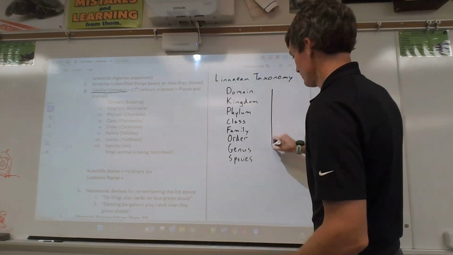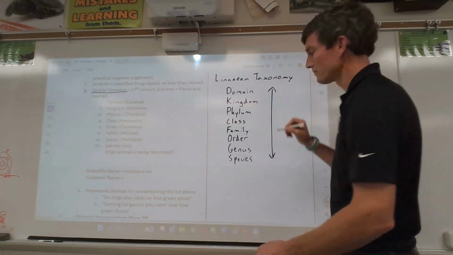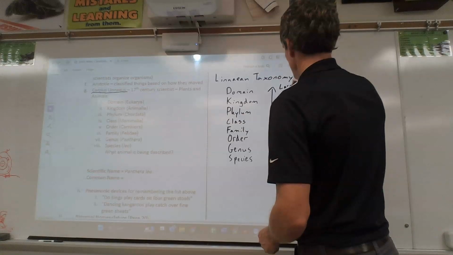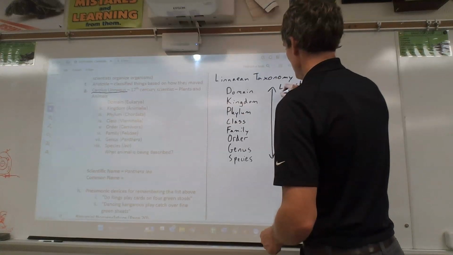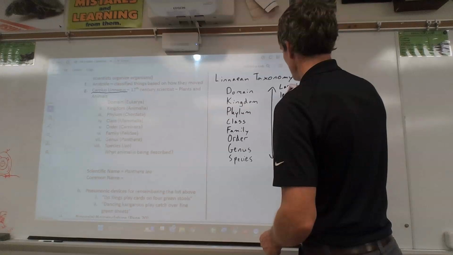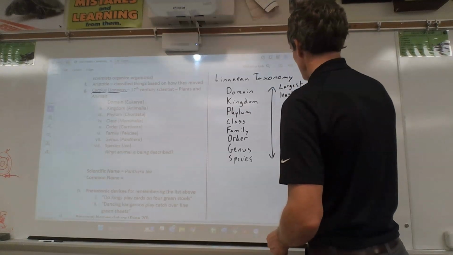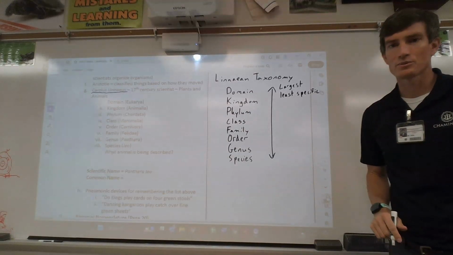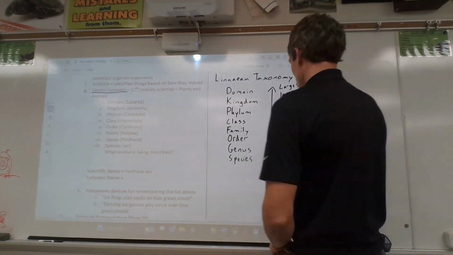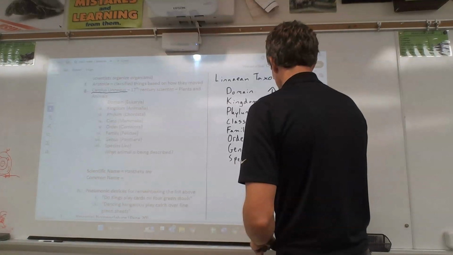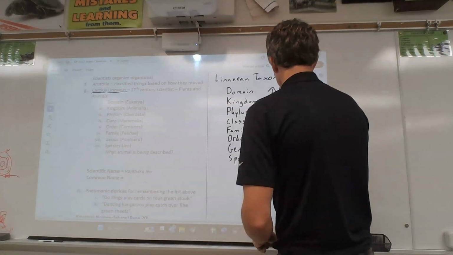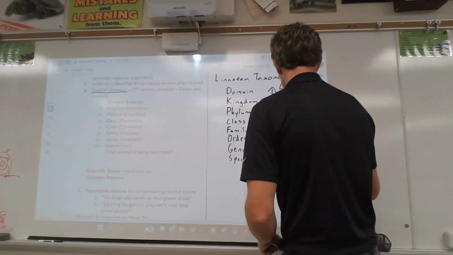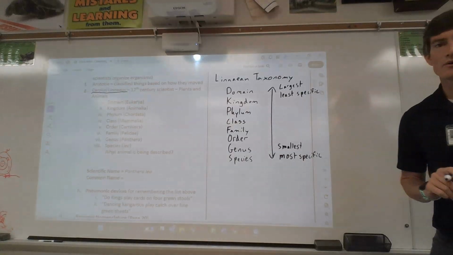So on the side of your page, I want you to draw an arrow going up and down. And at the top, I want you to write largest and the least specific. Okay, so the largest and the least specific. On the bottom, I want you to write the smallest. All right, but this is the most specific. Okay, the smallest group and the most specific group.